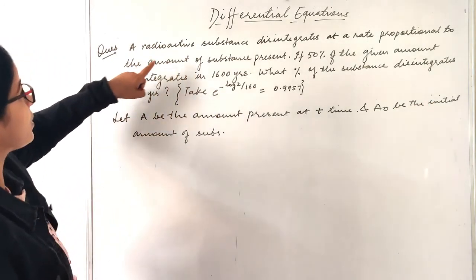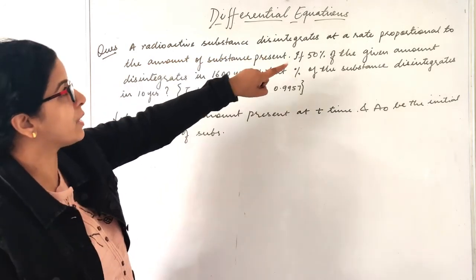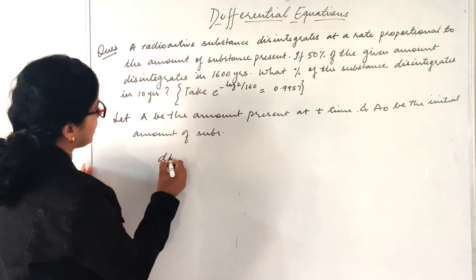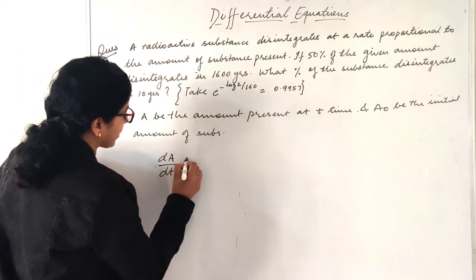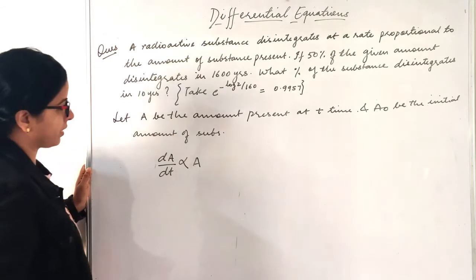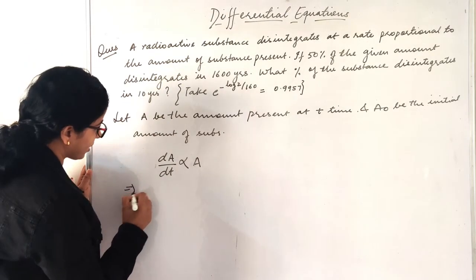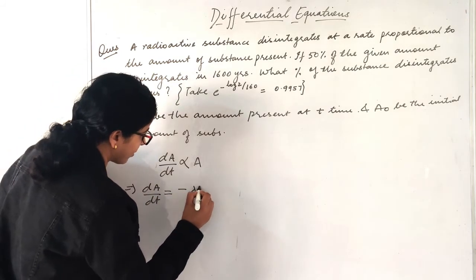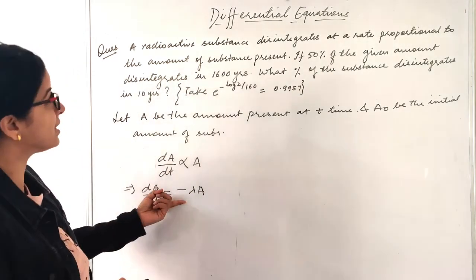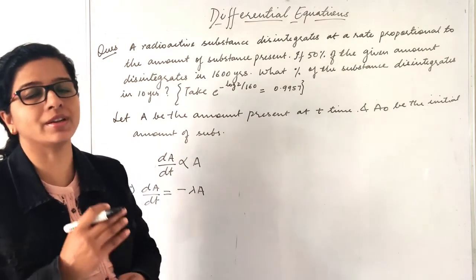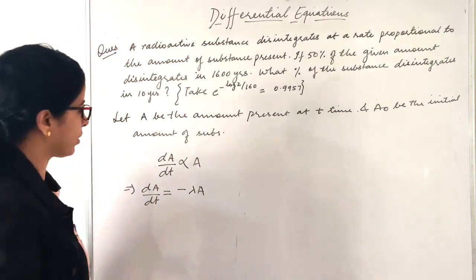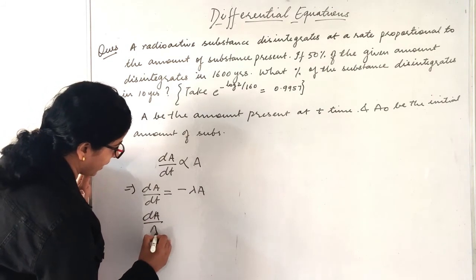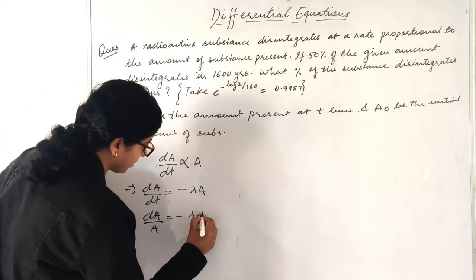Now it is given a radioactive substance disintegrates at the rate proportional to the amount of the substance present, right? So it means I can write dA by dt proportional to A, correct? And this can be written as dA by dt equals minus lambda A. Why have I substituted minus? Because it is disintegrating, meaning with the increase in time it is reducing, okay? So that's why minus. So dA upon A equals minus lambda dt.